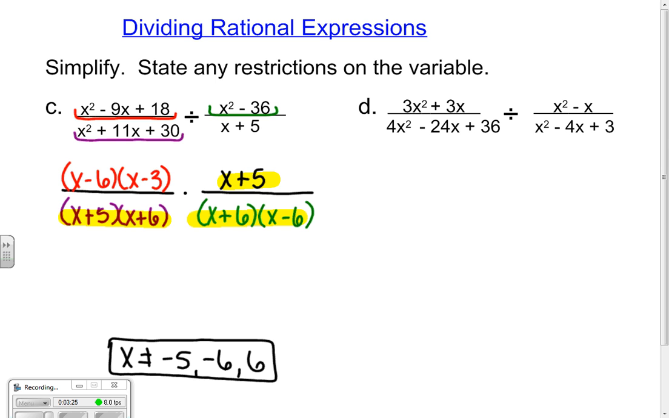And then cancel what you can. I see a +5 and a +5, and a -6 and a -6. Looks like I'm left with an x minus 3 on the top, and 2 copies of an x plus 6 on the bottom.